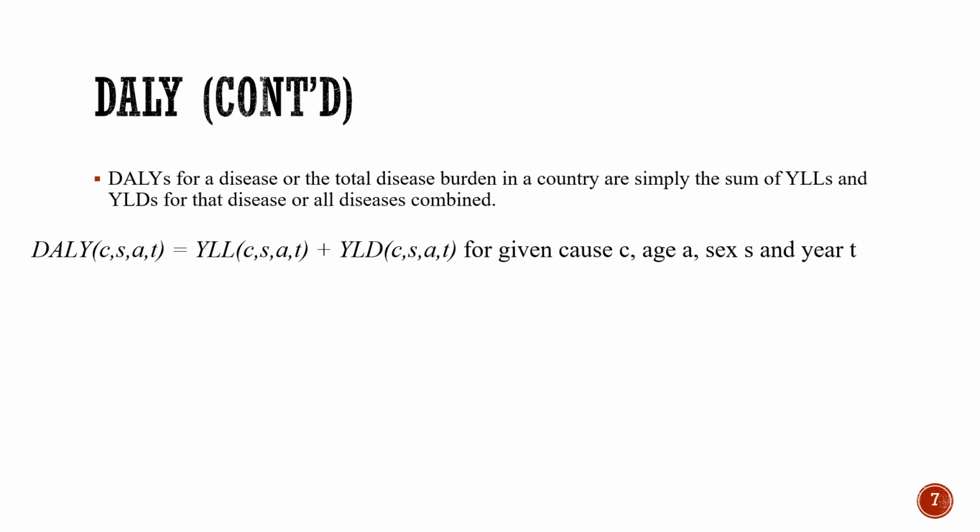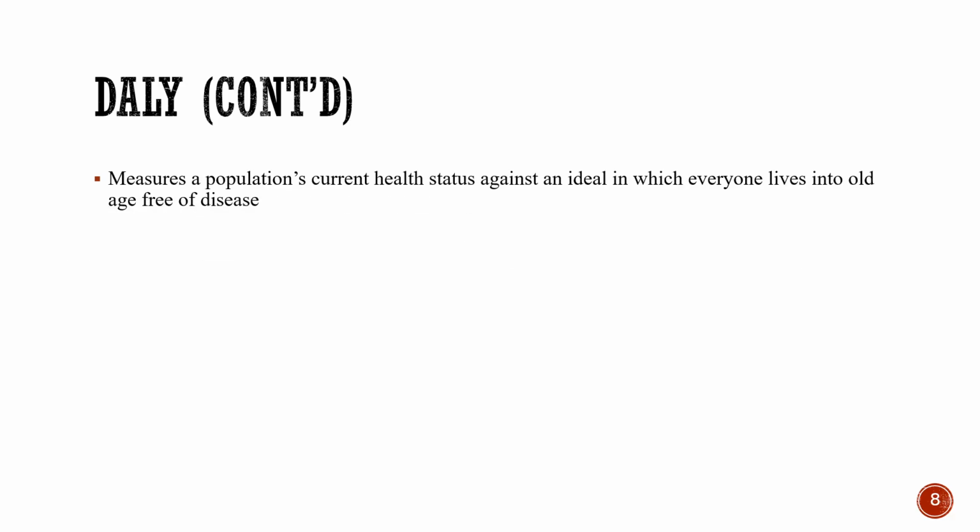DALY can be calculated as all-cause DALY, which includes the DALYs of all causes combined, or cause-specific DALY. Regardless, as seen in the formula, DALY is the sum of YLL and YLDs. DALY measures a population health status against an ideal in which everyone lives into old age free of disease. To understand this, we need to dive deeper into the calculation of the components of DALY.